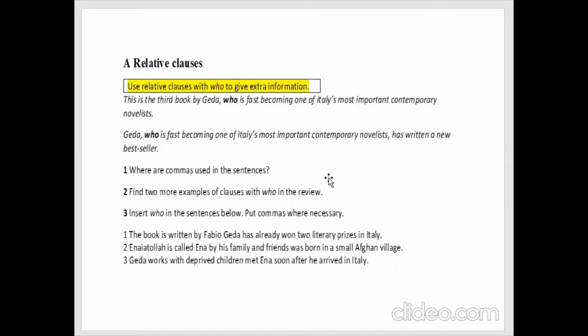Now try to answer these questions. Where are commas used in the sentences? And go back to the review, to the text of the review, and find 2 more examples of clauses with who. And one more thing to practice, try to insert who in these 3 sentences and put commas where necessary. After practicing these exercises, I think you will be more expert in using relative clauses with who.